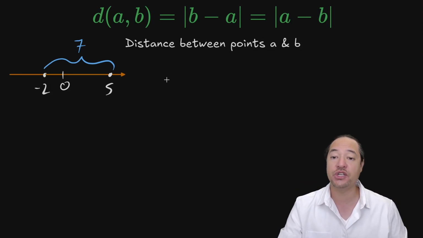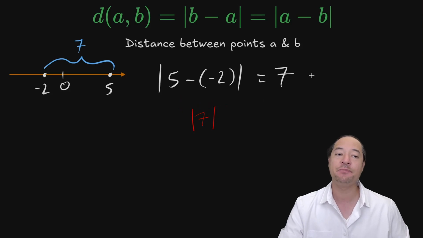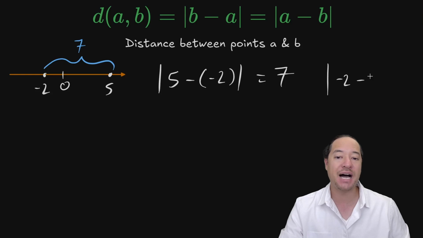Okay, so we're going to use the distance formula. We're going to take the absolute value of, well, let's start with 5 minus negative 2. What's that going to give us? Well, this is going to be 5 plus 2, essentially, so that's going to be 7, and taking the absolute value of 7 is just going to be 7. So that works. Let's see if we flip the order here. We have negative 2 minus 5. We do the absolute value there.